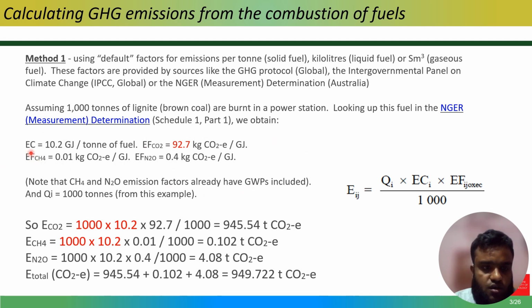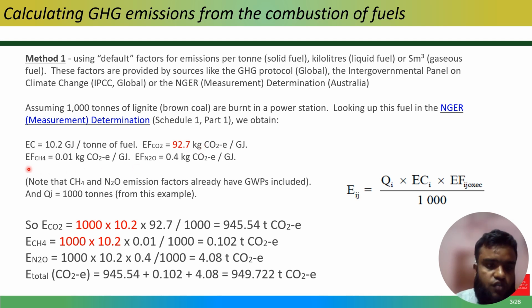So our energy content for that lignite is given as 10.2. This value you can find from these sources. 10.2 gigajoule per ton of fuel. Okay, and the emission factor for CO2 is 92.7 kilogram of CO2 equivalent per gigajoule. So now we can convert this amount of lignite in terms of gigajoule, like how much energy we are getting. We just need to multiply with this one. And one thing to be noticed here, this emission factor, this E represents the global warming potential. The global warming potential is already included in this 92.7.